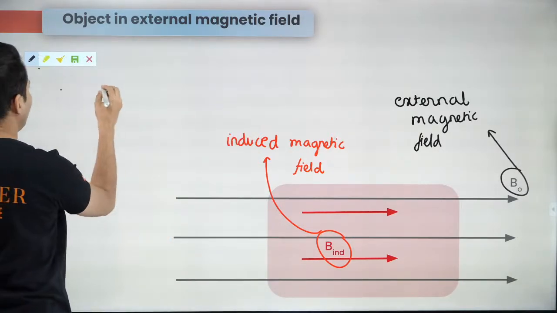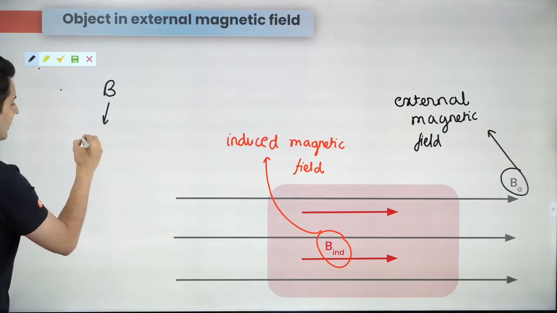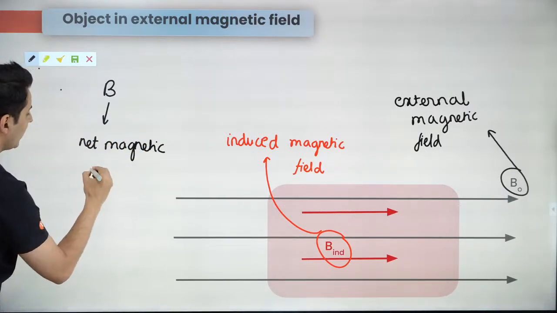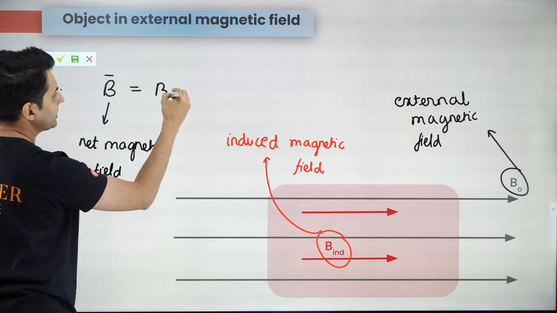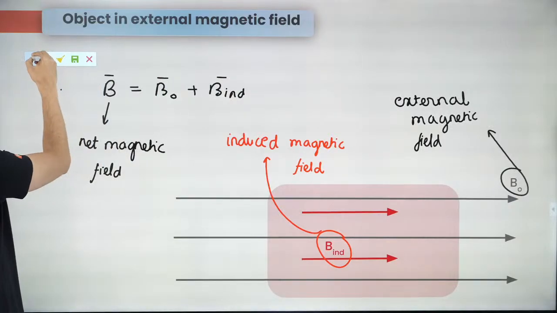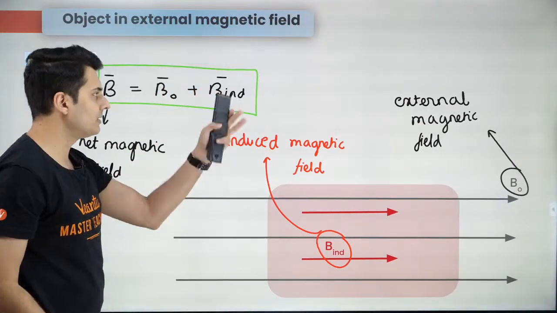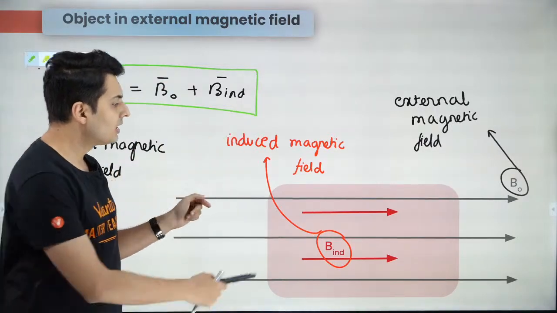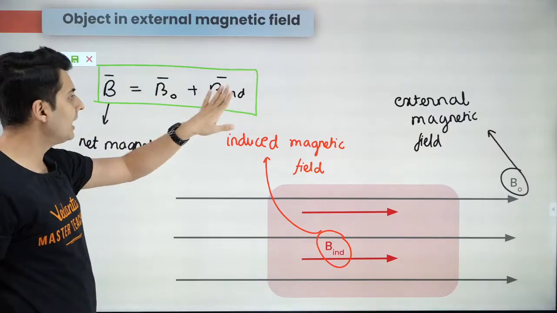And then I'll have one more term called B, just B without any subscripts. This is the net magnetic field, very important, net magnetic field. And this net magnetic field is the vector sum of the external field plus the induced field. Understand, I have put a bar symbol, so the magnitude can be either addition or subtraction of these two quantities. If both are in the same direction, magnitude wise it will be B0 plus B induced. If induced and external are in the opposite direction, then magnitude wise it will be B0 minus B induced.